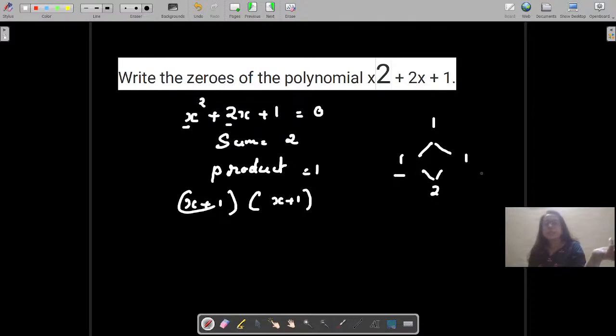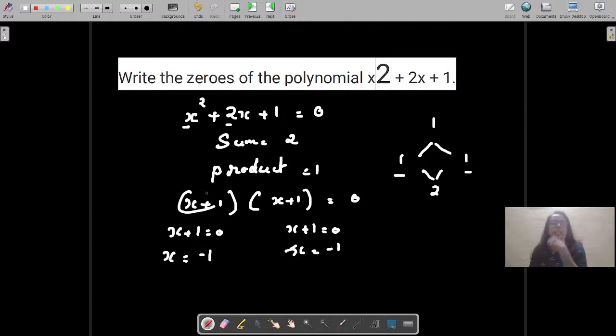So the factors are x plus 1 into x plus 1 is equal to 0. Each one, x plus 1 is equal to 0, and one more, x plus 1 is equal to 0. That is x is equal to minus 1, and here also x is equal to minus 1. Since it is a quadratic polynomial, you know that there are two zeros, alpha and beta. That is, alpha is equal to minus 1 and beta is also minus 1. Write the zeros of the polynomial: alpha and beta, two zeros, are minus 1 and minus 1.